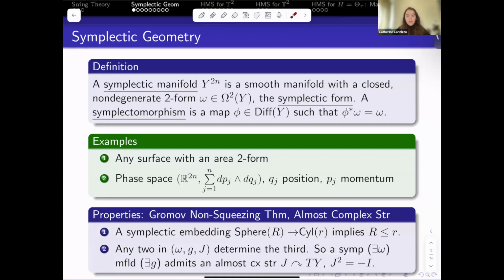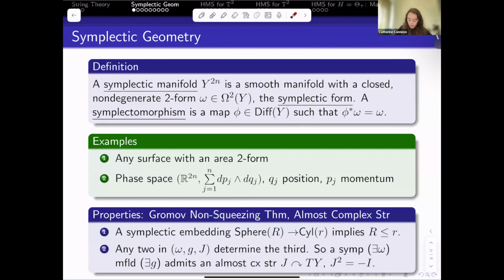Okay, so just to give you an idea of what symplectic geometry is, what are some properties of it. One thing is something called Gromov's non-squeezing theorem. You can't squeeze a sphere into a cylinder. If you have a map from a sphere mapping into a cylinder, its radius has to be at most that of the cylinder. This is sometimes referred to as rigidity. There are some constraints. With a smooth map, you could do a lot more, but a symplectic map has to preserve some sort of volume.